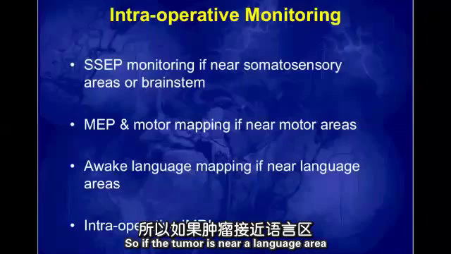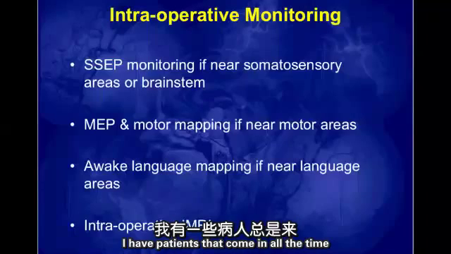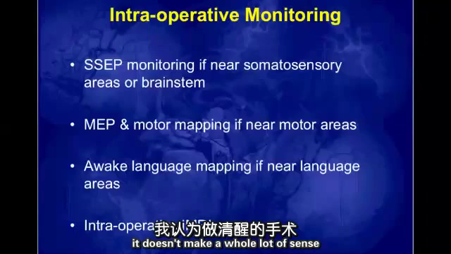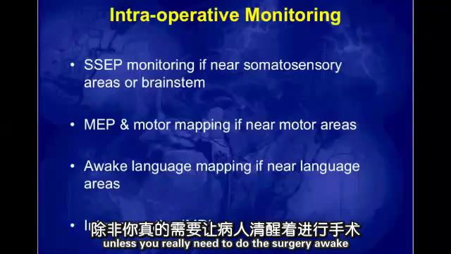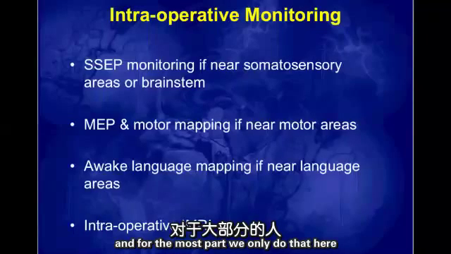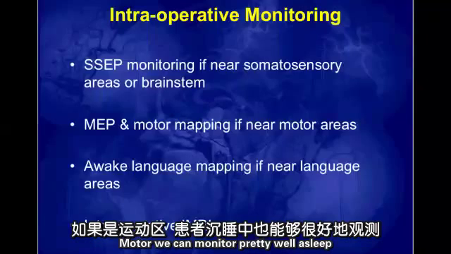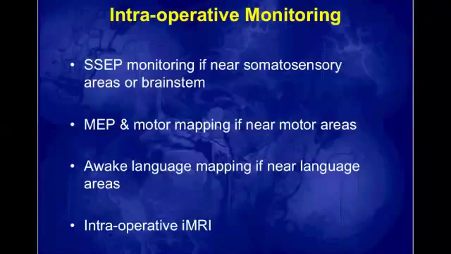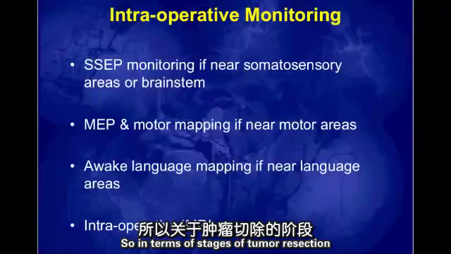If the tumor is near language areas, that's when we do the awake language mapping. I have patients who come in all the time and want an awake craniotomy for a right frontal tumor. It doesn't make a whole lot of sense to do awake surgery unless you really need to do the surgery awake. And for the most part, we only do that here if it's near language areas. Motor, we can monitor pretty well asleep, as well as sensory function. And then intraoperative MRI is useful when available.